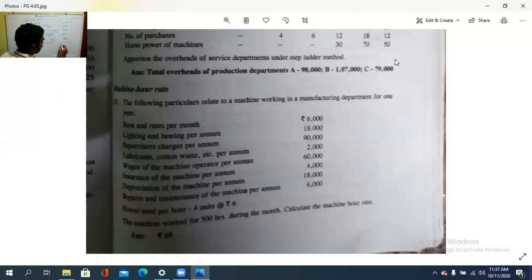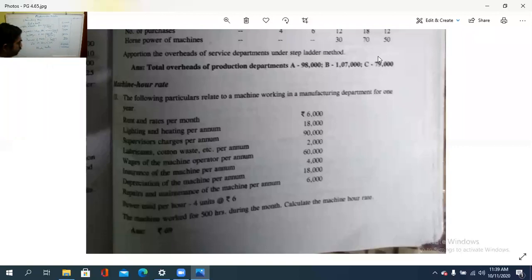$73,833. This is the total of the standing charges. Then the hourly rate of the standing charges we need to calculate. Hourly rate is equal to 73,833 divided by 500, which is the hours. So 73,833 divided by 500 is 147.6, so 148. That is this one.